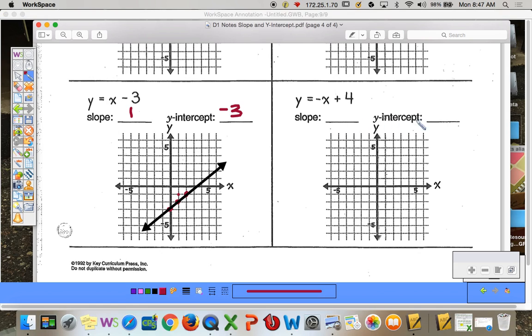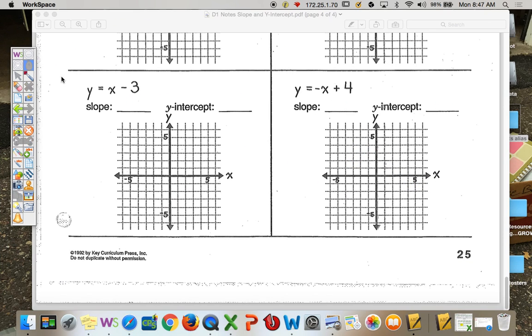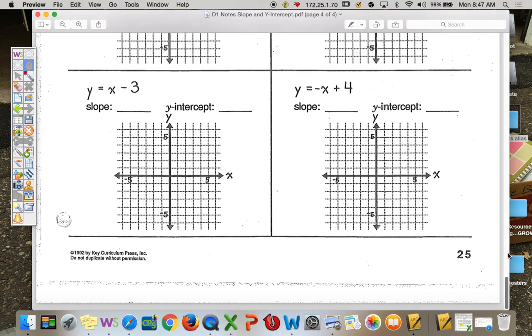And the next one, the y-intercept is at 4, and the slope is -1. So go to 1, 2, 3, 4. -1 over 1 means you go down 1 to the right 1. So always go to the right. If it's negative, you go down. Positive, you go up. So your assignment is these types of problems.